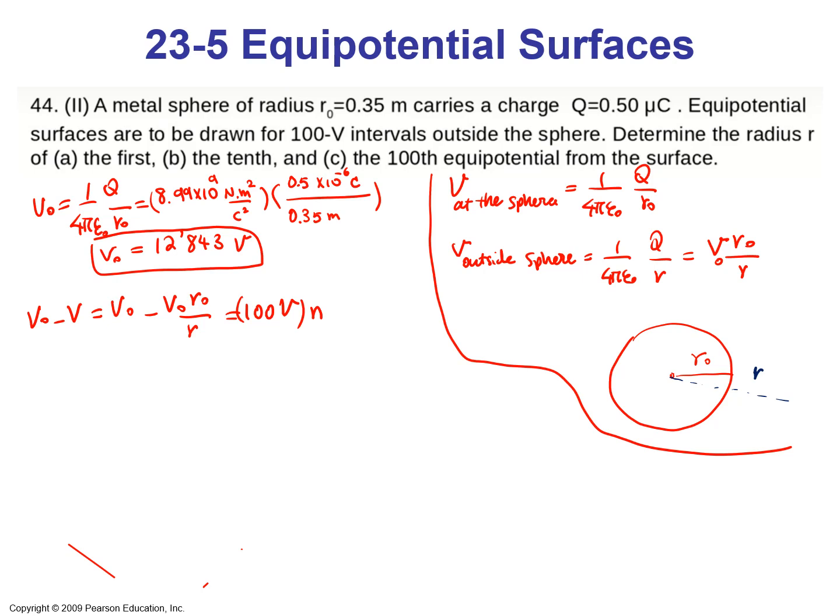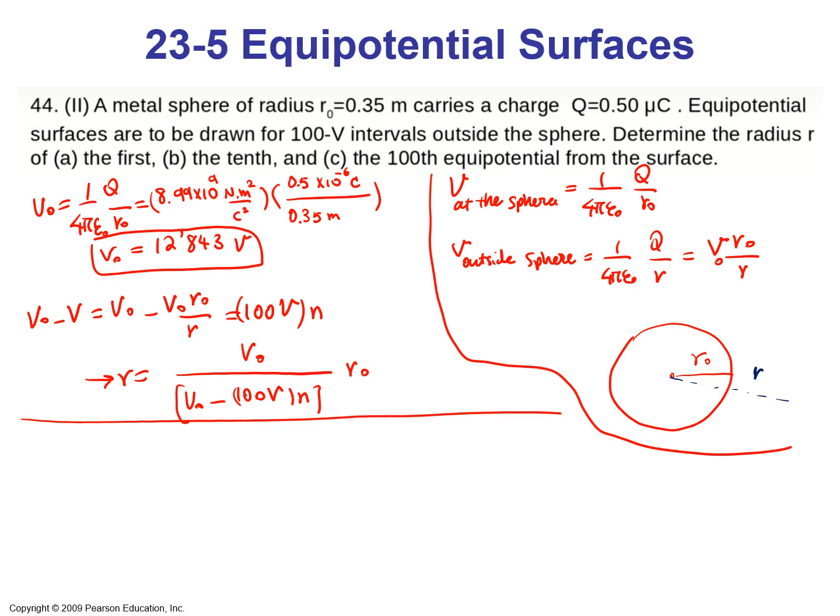So we can solve it for R. R is equal to V naught divided by V naught minus 100 volt times N, multiplied by R naught. So now let's solve it for different surfaces, different N that the question is asking. So for example, part A, it says the first, so N should be equal to 1, and if we solve it, let's plug in the numbers.